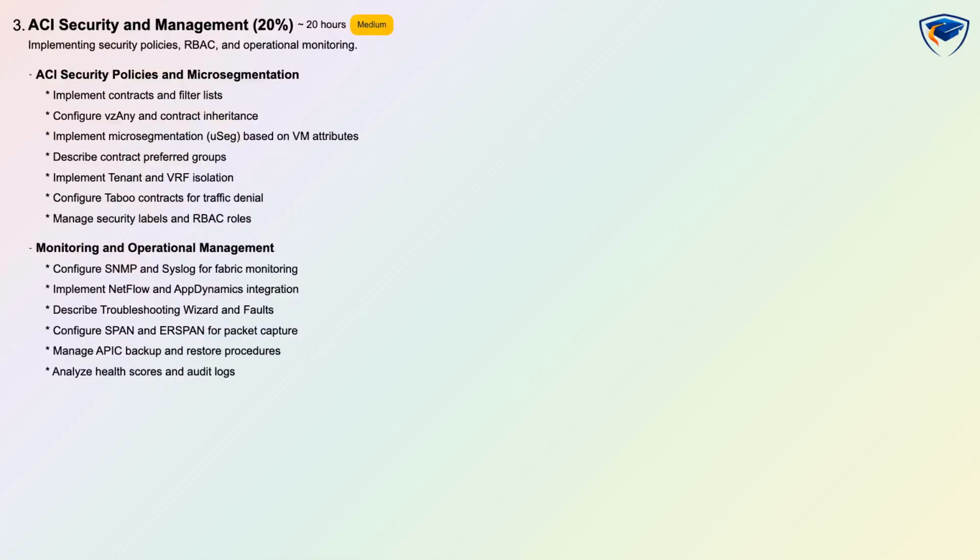ACI security and management is 20%, medium difficulty, with about 20 hours of study and a mix of conceptual and scenario tasks. Candidates will implement contracts, filter lists, vzAny configurations and contract inheritance to enforce microsegmentation and tenant isolation. You will configure RBAC, security labels and taboo contracts, and learn operational monitoring including SNMP, syslog, NetFlow, AppDynamics, SPAN and ERSPAN for packet capture. The domain also requires practice with APIC backup and restore, troubleshooting wizards, health scores and fault analysis.